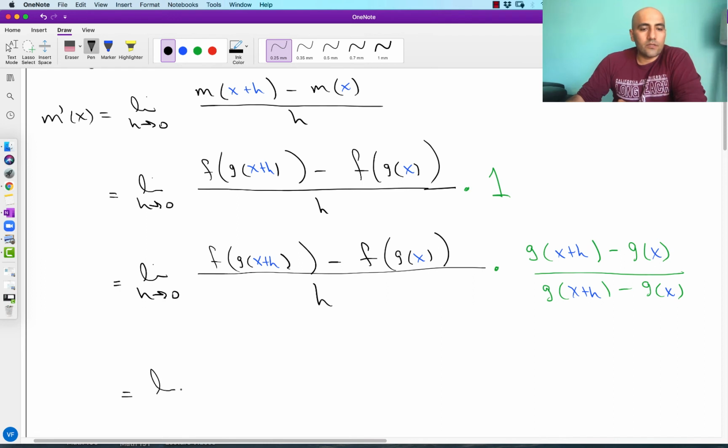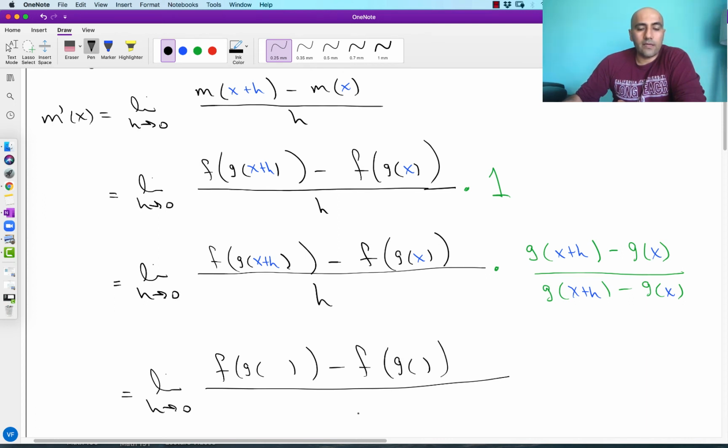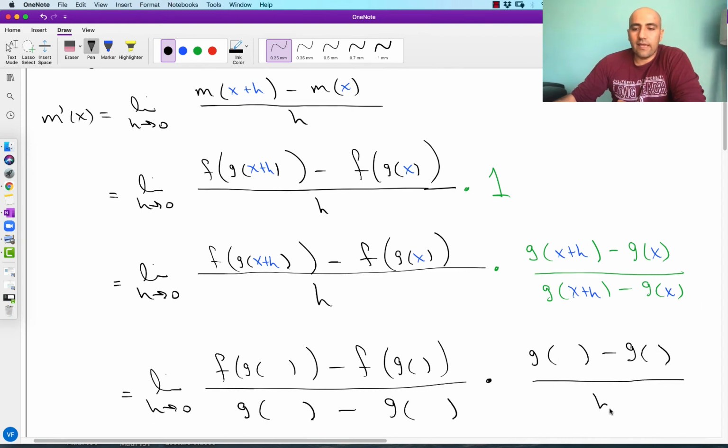This is going to be equal to the limit as h goes to 0 of f of g of blank minus f of g of blank. And then in the denominator here, I'll get a g of blank minus g of blank. Times, and now there's still this in the numerator. This would be g of blank minus g of blank, and then there's still an h.